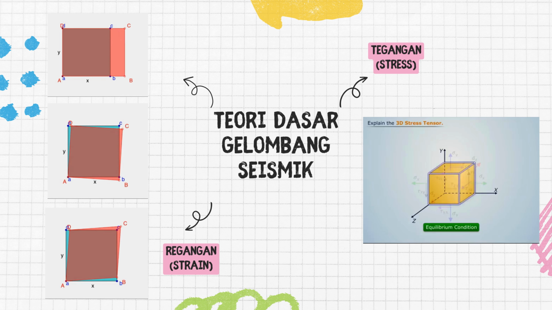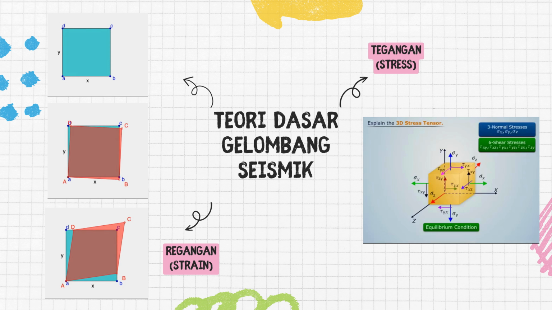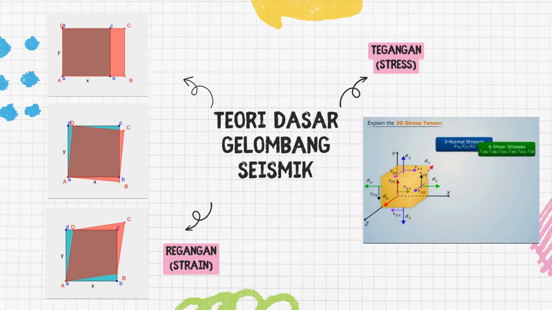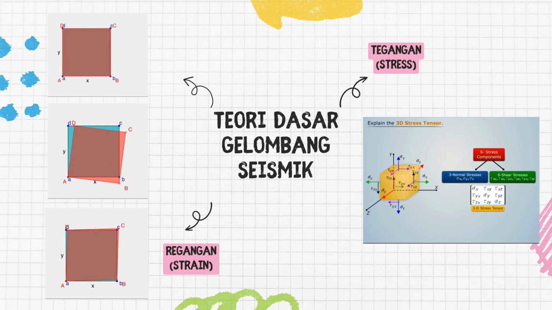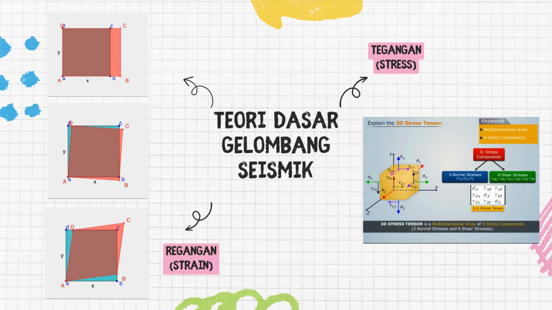Now the stress element is subjected to 3 different normal stresses and 6 different shear stresses. Thus, to define stress at any point in a 3-dimensional space, we require 9 components of stresses, which can be represented in the form of a multi-dimensional array as shown. Such array is termed as a 3-dimensional stress tensor. Thus, a 3-dimensional stress tensor is a multi-dimensional array of 9 stress components. Now let's discuss the nomenclature and sign convention.